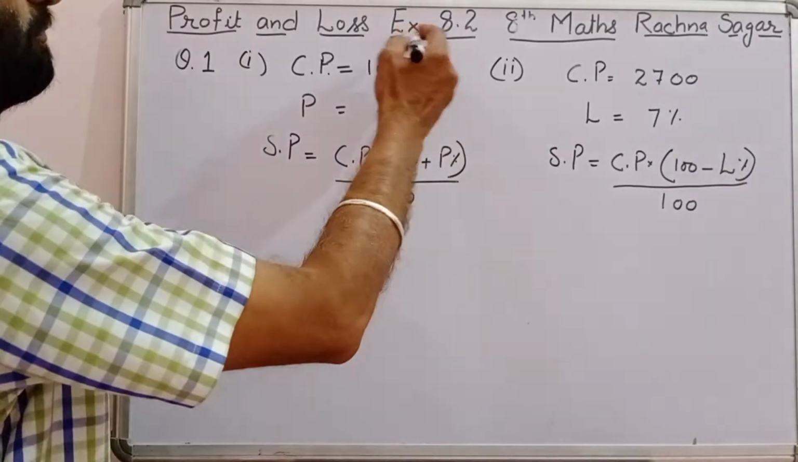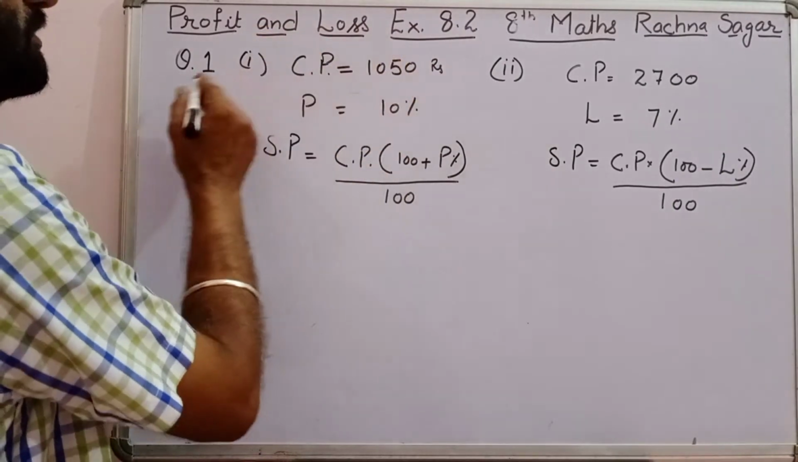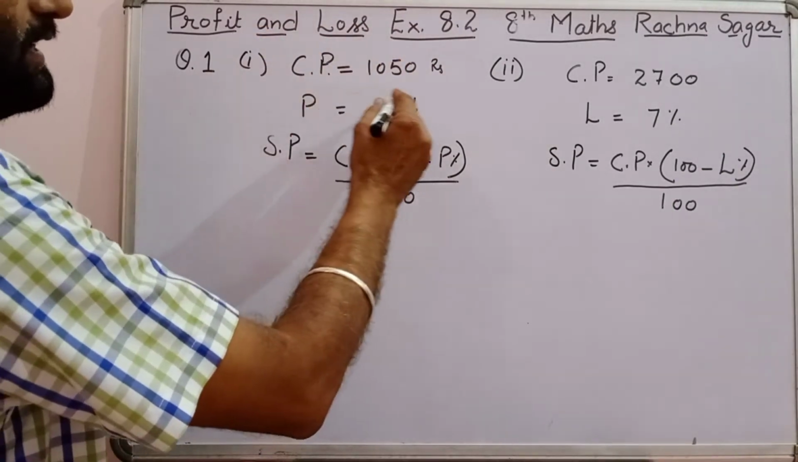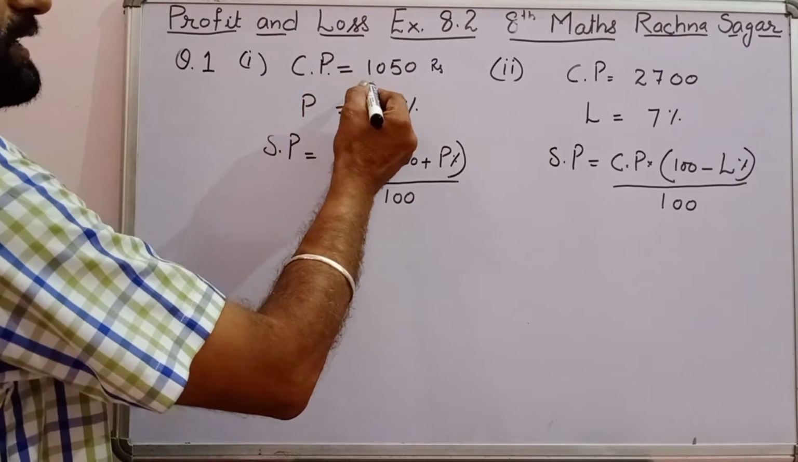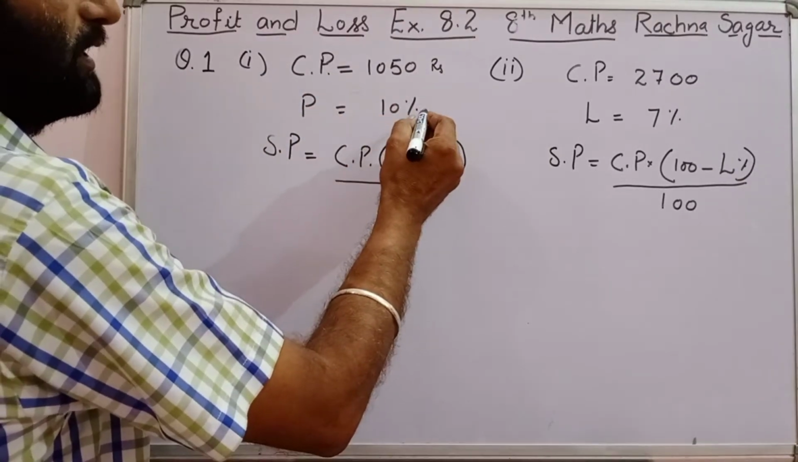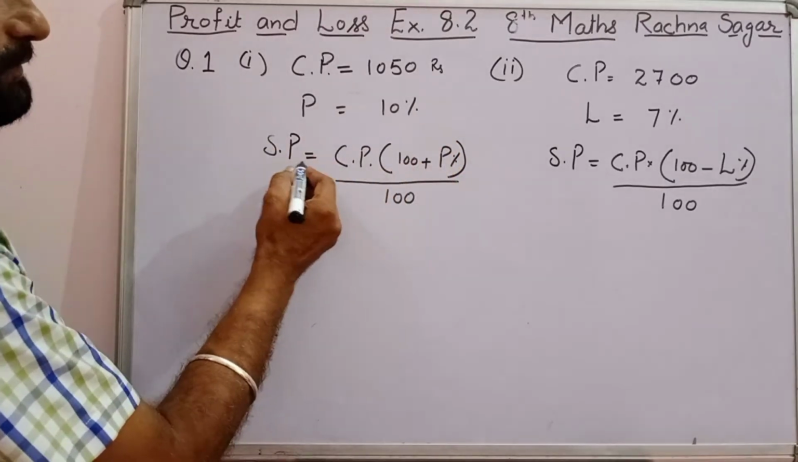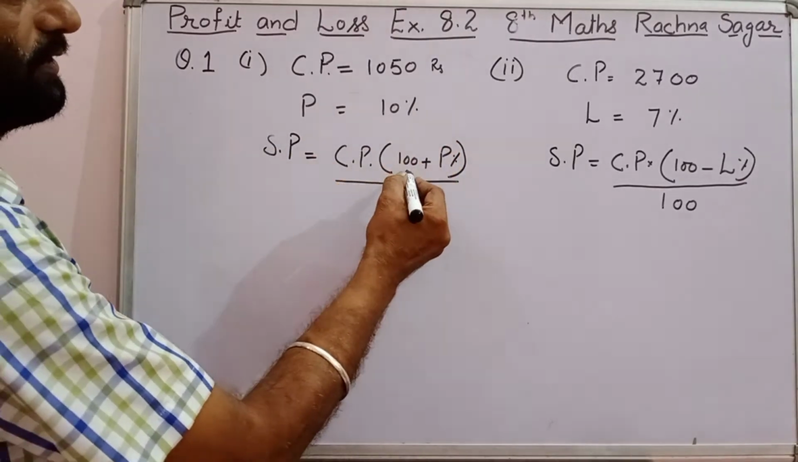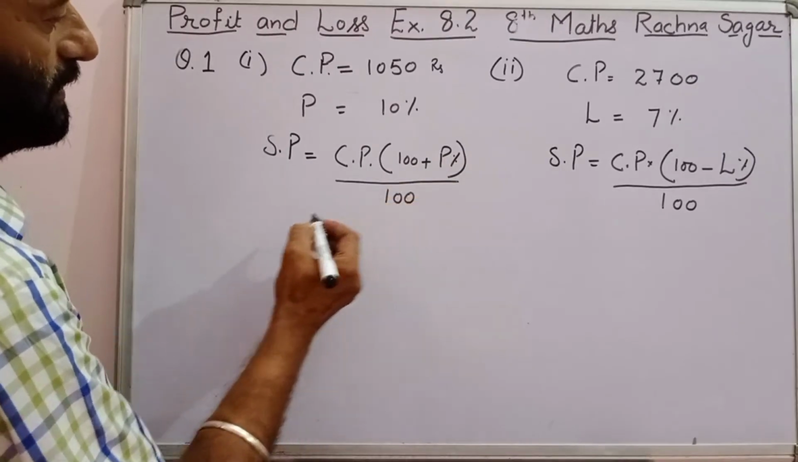Exercise 8.2 Profit and Loss. Question number 1, part 1. Find the selling price if the cost price of an article is rupees 1050 and profit is equal to 10%. We know that selling price is equal to CP into 100 plus profit percent over 100.